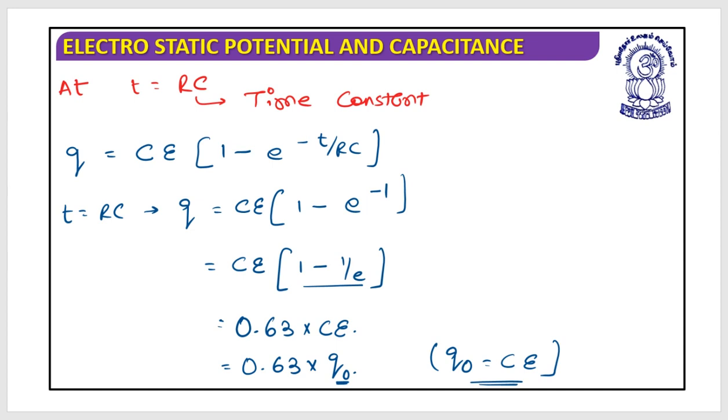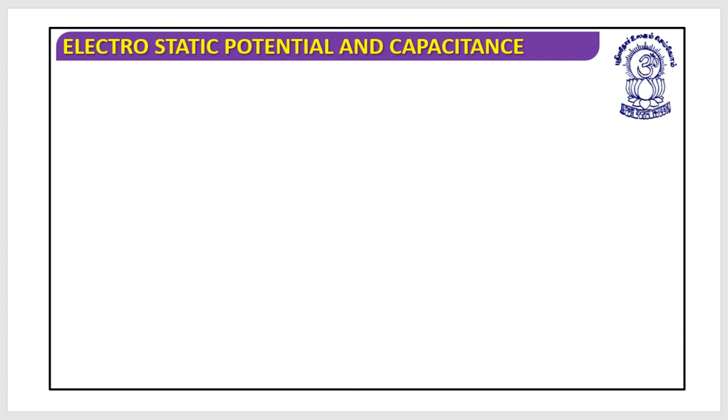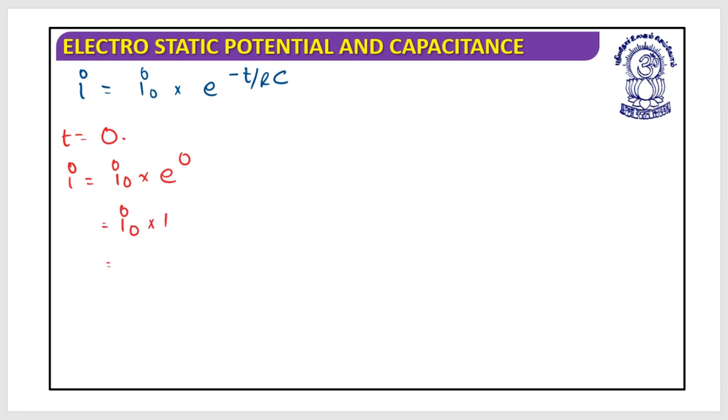Great. Now, one more thing: I = I naught e^(-t/RC). Now let's study this at these three times as well. First, at t = 0, what would be the situation? I = I naught e^0. And e^0 means it's I naught into 1. And when I say I naught, I mean E naught by R.